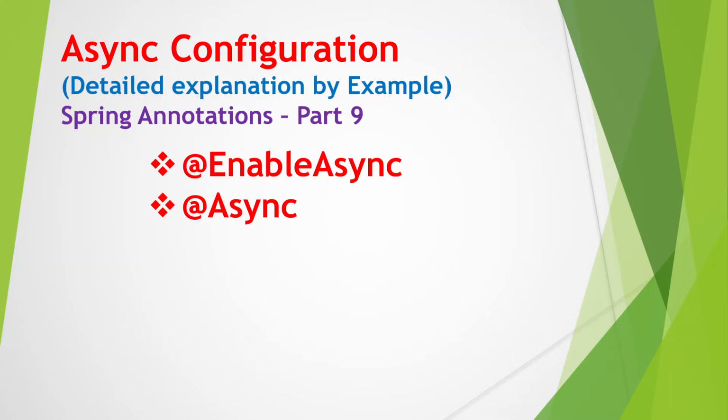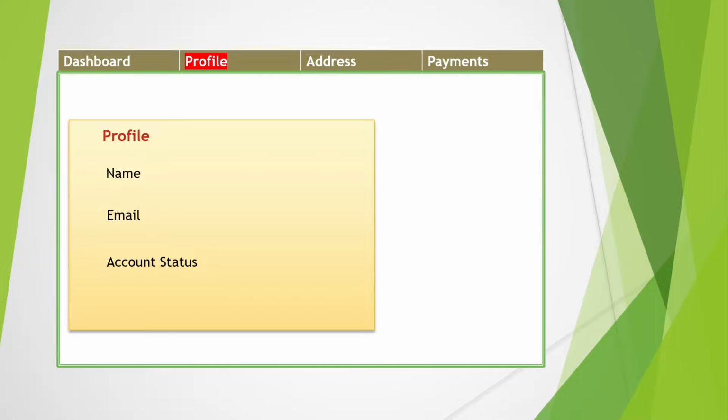So let me start with this example where my application has a couple of menus on the top, like dashboard, profile, address, and payments. When I click on the profile tab here, the profile details will be displayed, like name, email, account status. It is invoking this particular customer service, and we are passing only the customer ID to this microservice, and it is connecting to the database or another microservice, and getting the details.